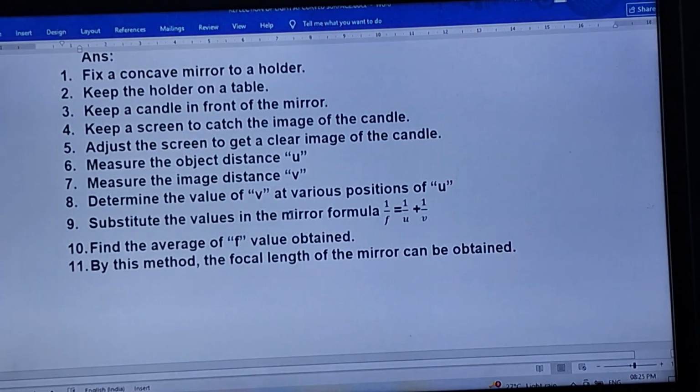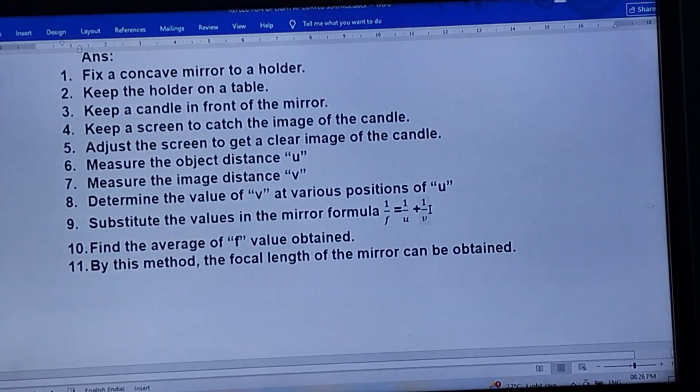Then substitute the values in the mirror formula, 1 by f is equal to 1 by u plus 1 by v. For every step, at 14 centimeters when the candle is placed, what is its v value? At 11 centimeters or 10 centimeters when the candle is placed, what is its value? All those different values of u and v you have to take, and you should calculate. You know how to do rational number addition, you have learned it in your mathematics classes, so you know how it has to be done. So suppose you have taken 5 various positions of u, you will get 5 values for it.